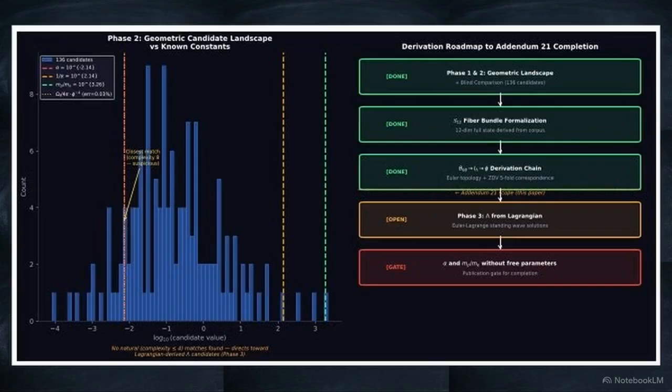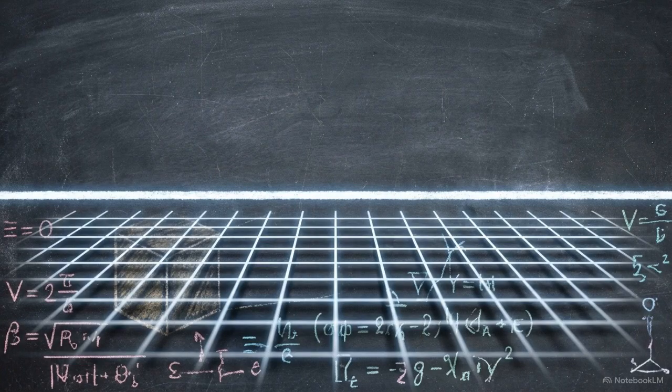This blue histogram displays the results of a blind computational trial. To test if the icosahedral symmetry alone could generate fundamental physical parameters, 136 geometric candidates derived from the 60-degree quantization were plotted against 16 known NIST physical constants. The results established a rigorous baseline.